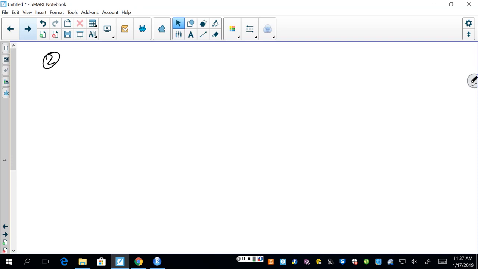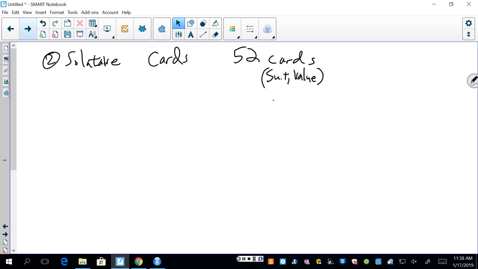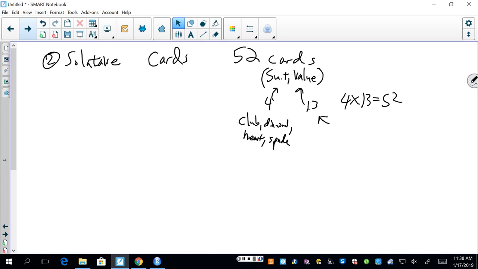A second problem here, so the game of solitaire in cards, right? The card game. A standard deck has 52 cards. The cards each have a suit and a value. So there's 4 possible suits and 13 values. And 4 times 13 is the 52 cards. So the 4 suits are club, diamond, a heart, and spade. And then the 13 values go 2, 3, up to 9 and 10. And then there's a jack, queen, king, and ace. So there's 4 of each of these values.